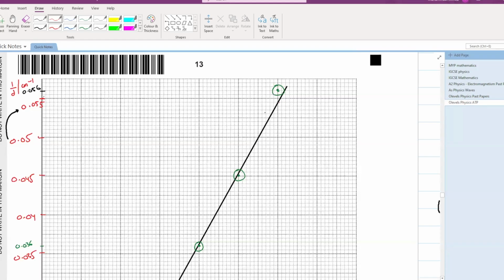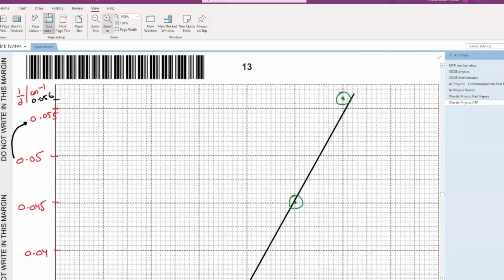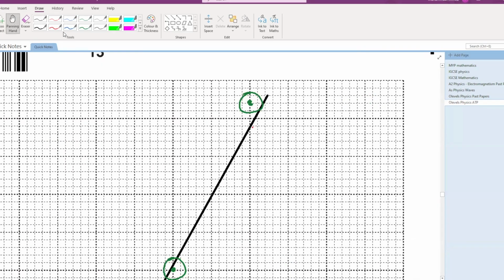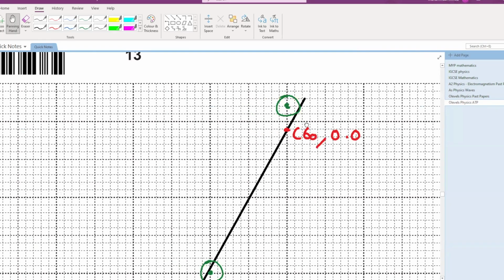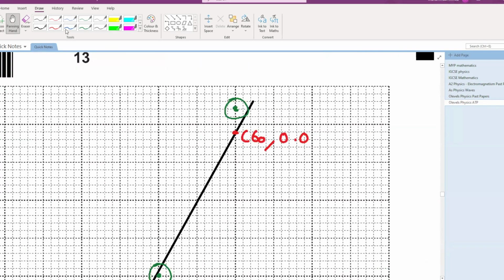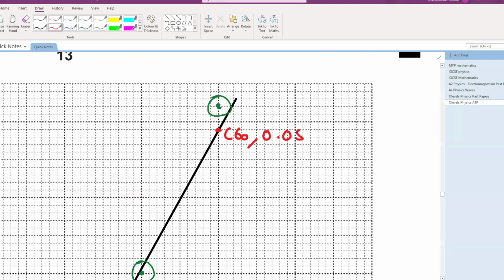Make sure your points are furthest apart. Let me choose this point. This looks like a good point. Let's choose this one. This is x-axis 60 and on the y-axis this will be, let me check it out, 0.0545. This will be 0.0545.